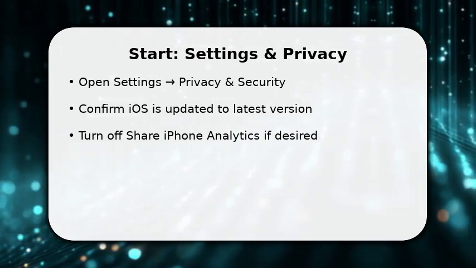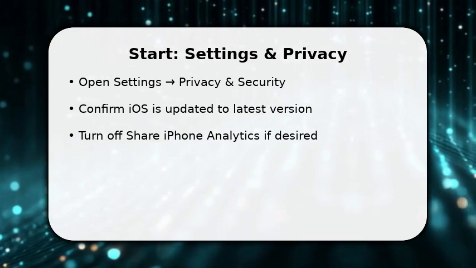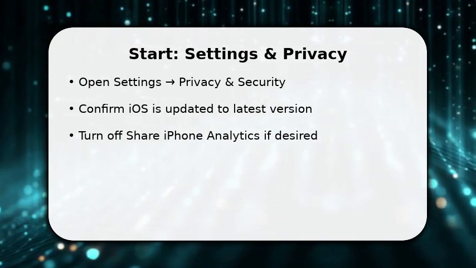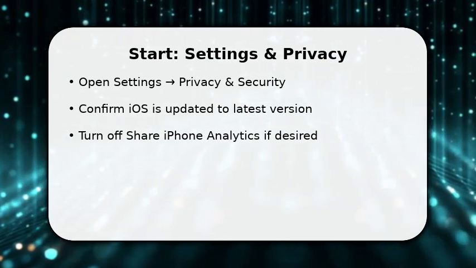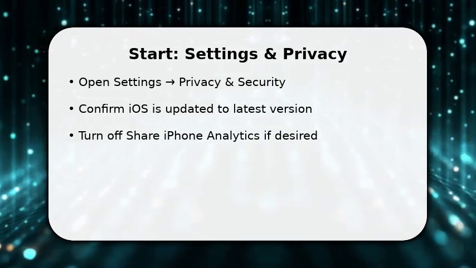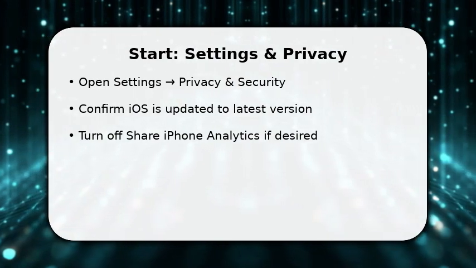You can disable Allow apps to request to track so apps can no longer ask. Also consider turning off Share iPhone Analytics to reduce telemetry. These steps stop new permissions prompts and cut many tracking vectors immediately.